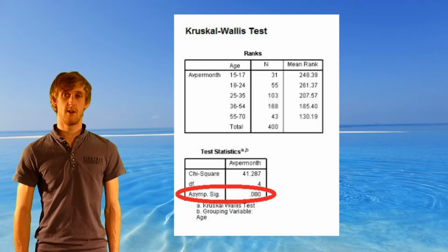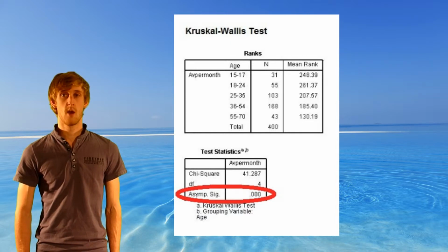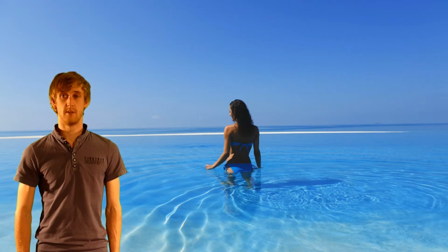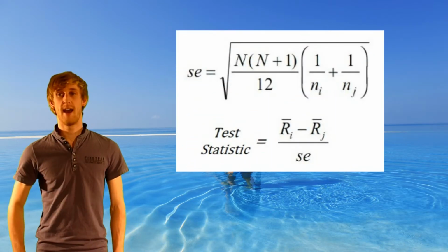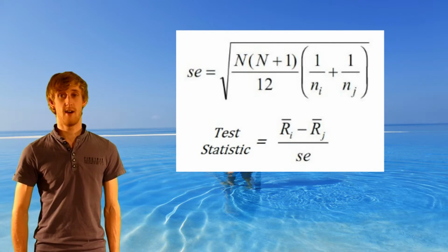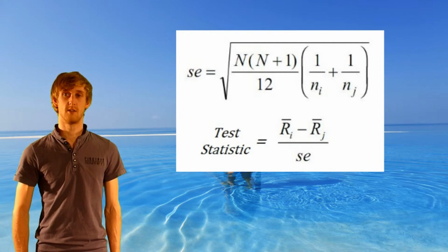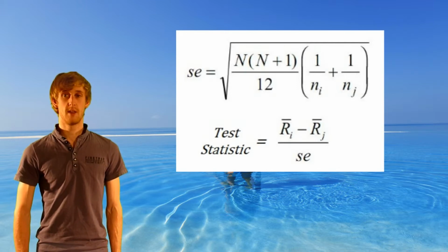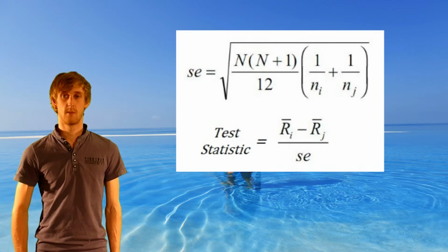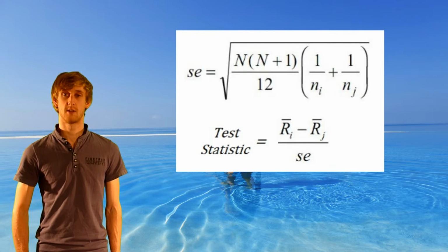From the SPSS output, we can use the mean rank figures to rank the groups in descending order. We then need to calculate the standard error for each pair. We use this equation, where n is the total sample size and ni and nj are the sample sizes for the groups being compared. We then need to divide the difference of the sums of ranks by the standard error figure, which gives you the test statistic. We then compare this with the value from the Q table. If the test statistic is greater, you reject the null hypothesis.